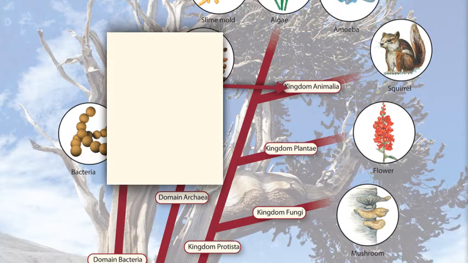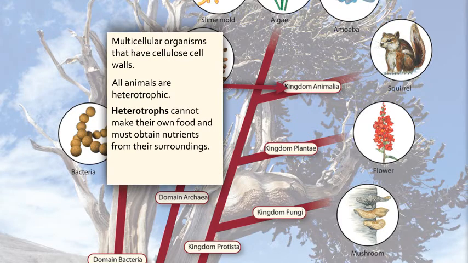Kingdom Animalia contains multicellular organisms that do not have cell walls. All animals are heterotrophic. This means their bodies cannot make nutrients. Rather, they must obtain it from their surroundings. A squirrel is an animal.